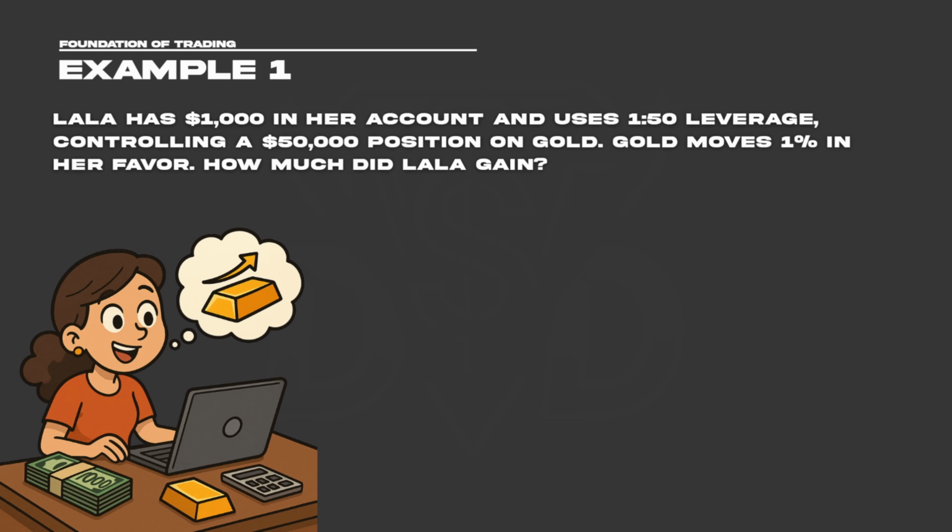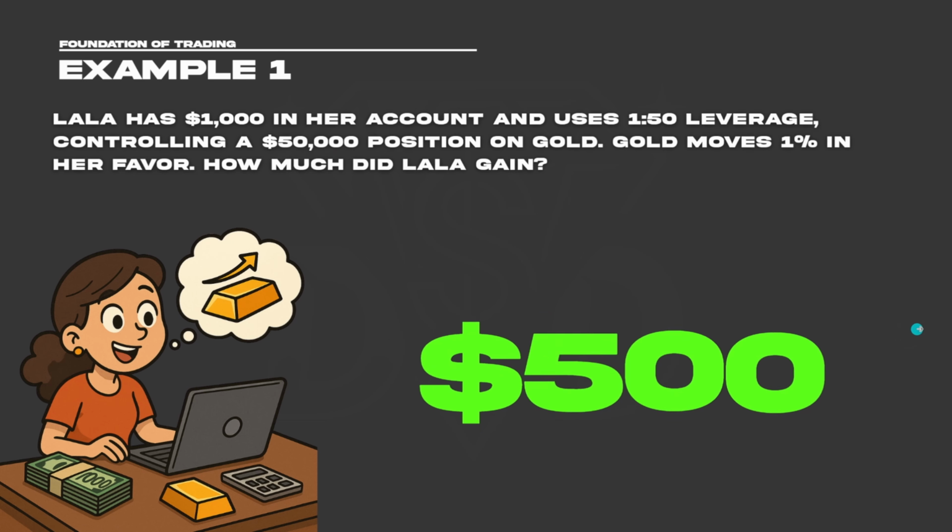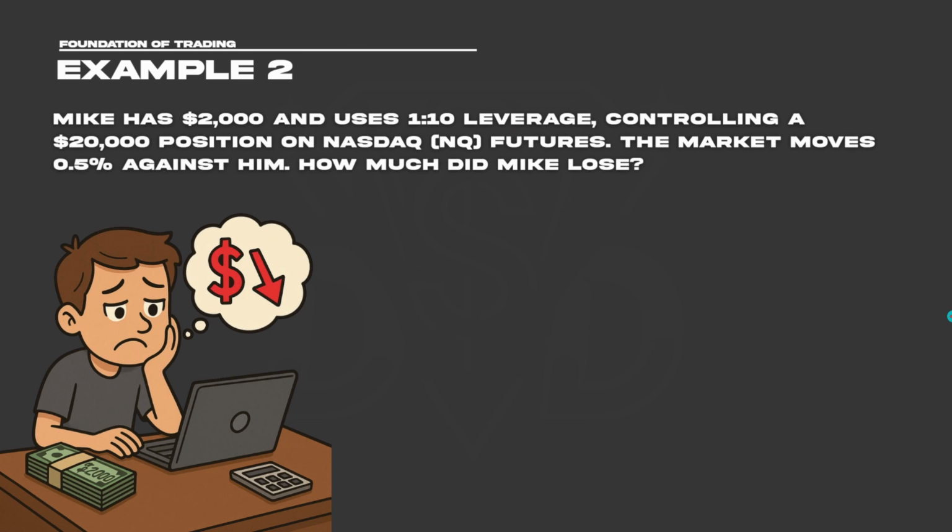So example number 1, Lala has $1,000 in her account and she uses 1 to 50 leverage, controlling a $50,000 position on gold. Gold moves 1% in her favor. How much did Lala gain? Since she is now controlling a $50,000 position, 1% of $50,000 would be how much Lala gained. $500. Beautiful.